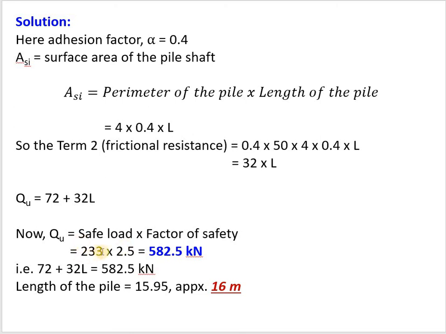Now in the question they have given the safe load of 233 kilonewton, and they have also given the factor of safety. So how will you find the ultimate load? It is the safe load into the factor of safety. So safe load is 233 multiplied with factor of safety, you get 582.5 kilonewton. So you have the ultimate load. Now how will you find the length? Just equate this with this. You get length of pile as 15.95, and approximately take it on the higher side always, round it off to 16 meter. So that is the length of the pile.